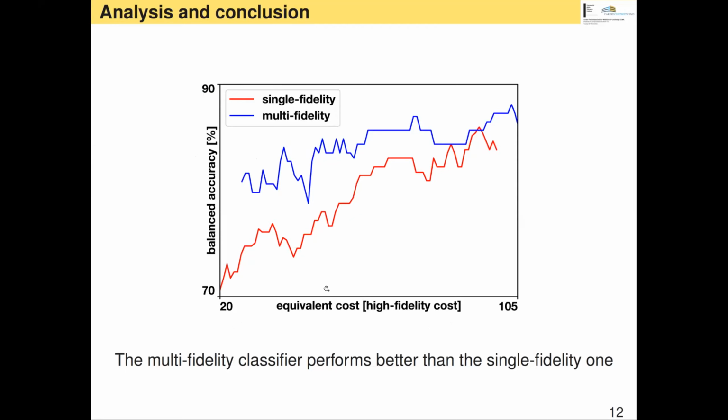And this is why the blue line of multi-fidelity is shifted to the right by the cost of the 100 low-fidelity samples. In general, we can see that with equivalent cost, the multi-fidelity accuracy is higher than the single-fidelity accuracy. So from this, we can conclude that the multi-fidelity classifier performs better than the single-fidelity one.